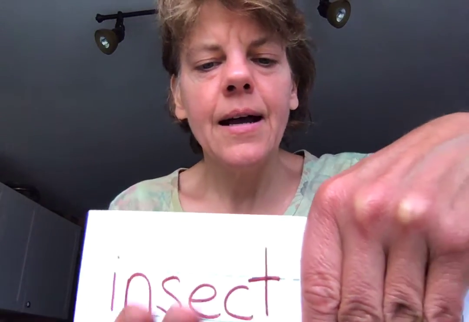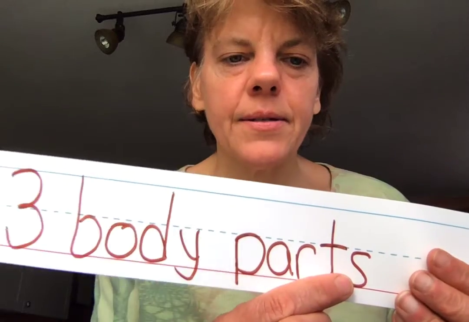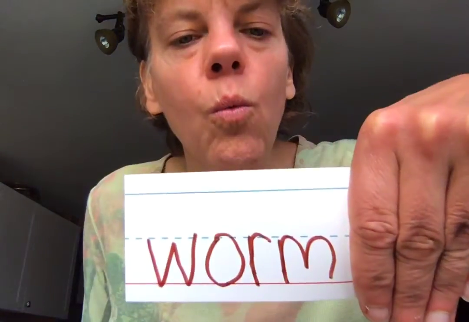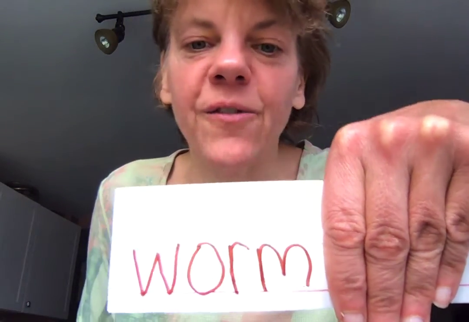Okay, then we had insect. And then find out about our legs. How many? 6. 6 legs for insects. And then body parts. 3 body parts. And then the last one that was not an insect, but it's a cool bug. I like them. They're so good for the garden, so good for the soil. Worm. And it's fun to sometimes crawl around and act like a worm.